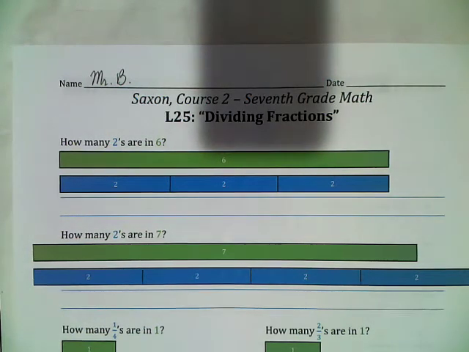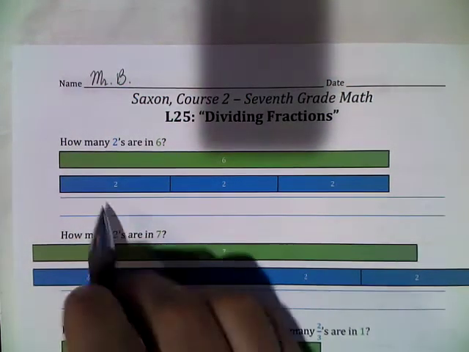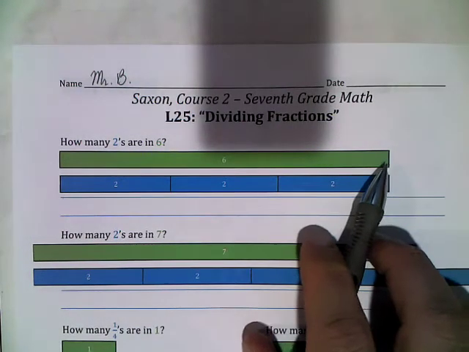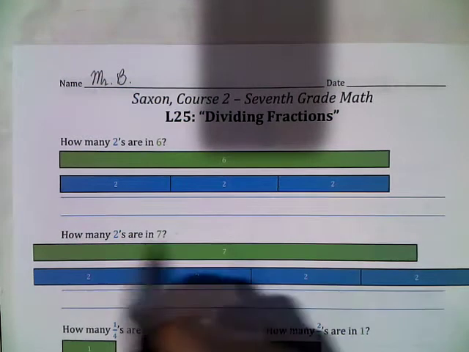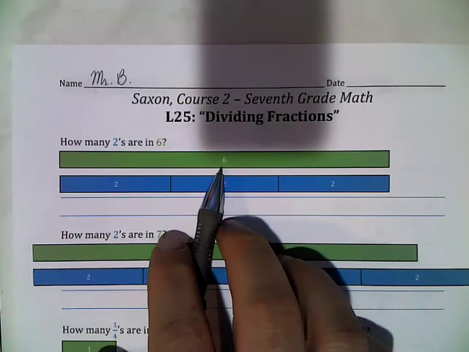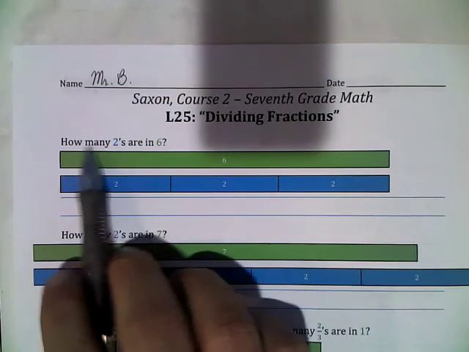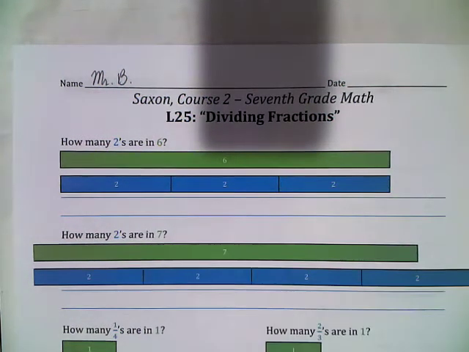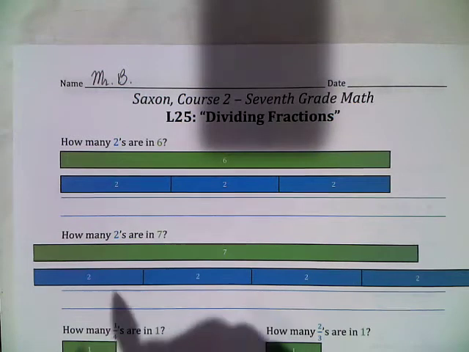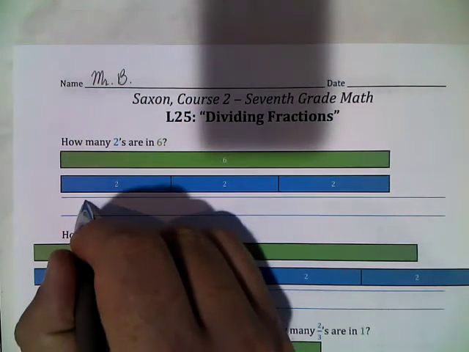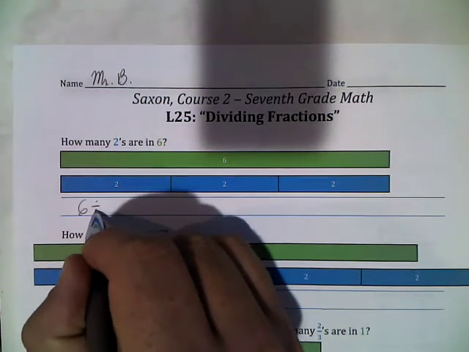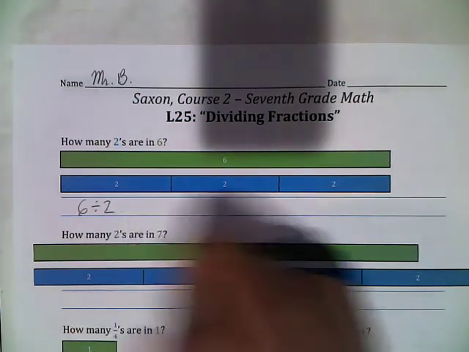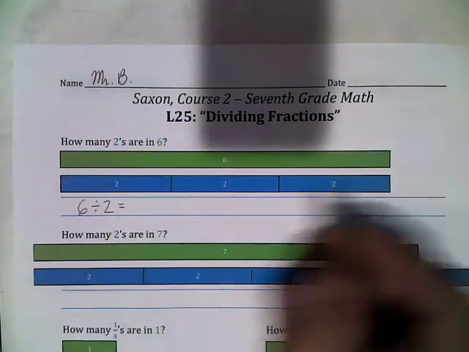Here on our paper you see a box, a rectangle, that if I've done my measurements correctly, should be about 6 inches long. And so I'm asking how many 2's are in 6. You see these boxes here that are about 2 inches long. So how many 2's are in 6? We're asking 6 divided by 2. So 6 divided up into 2-inch segments equals how many 2-inch boxes.